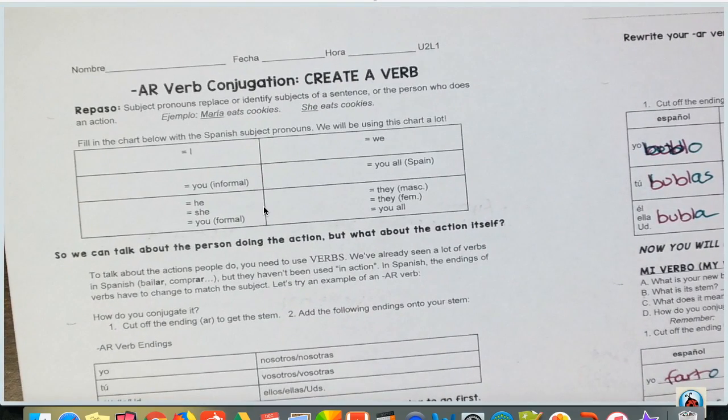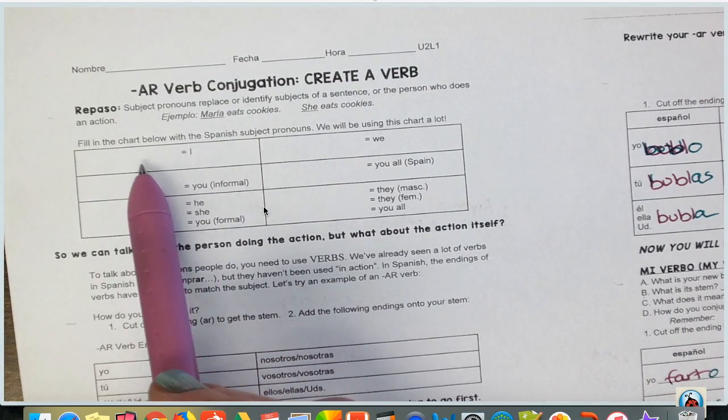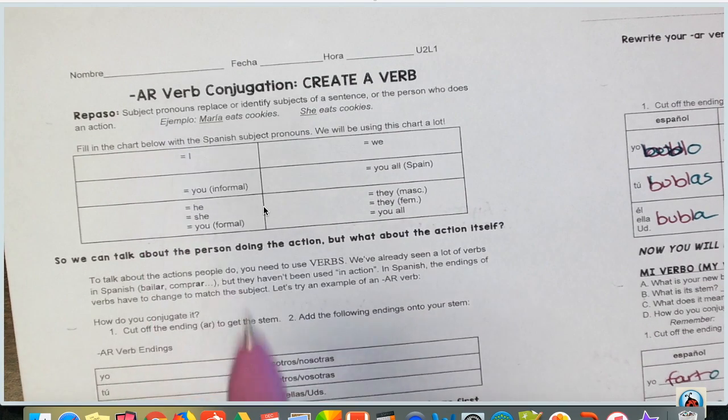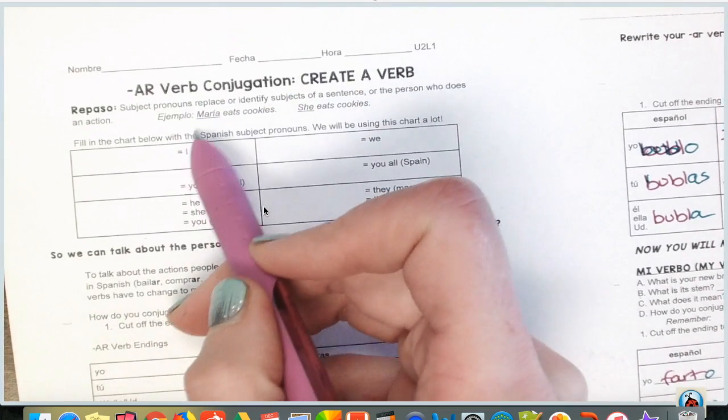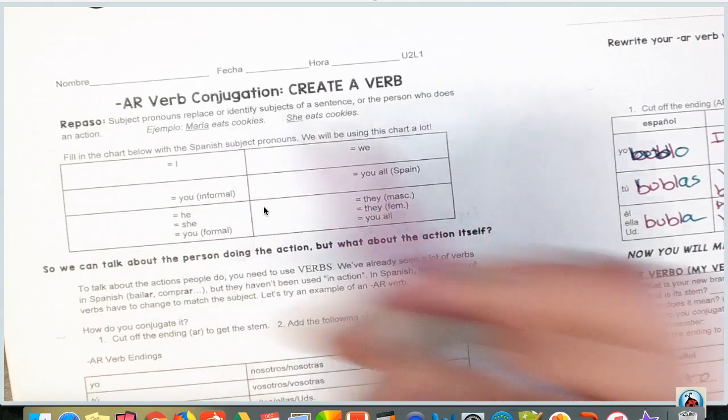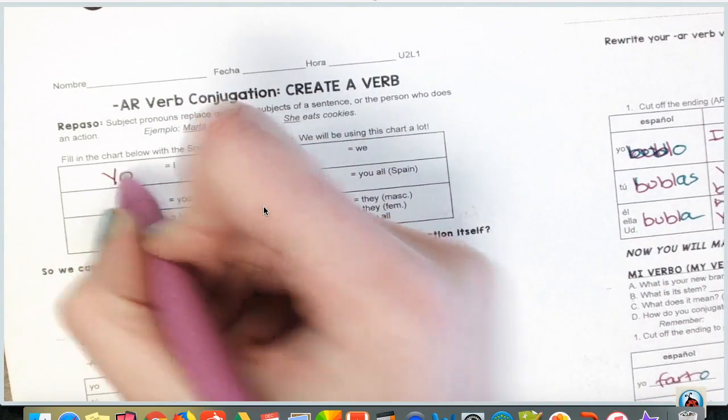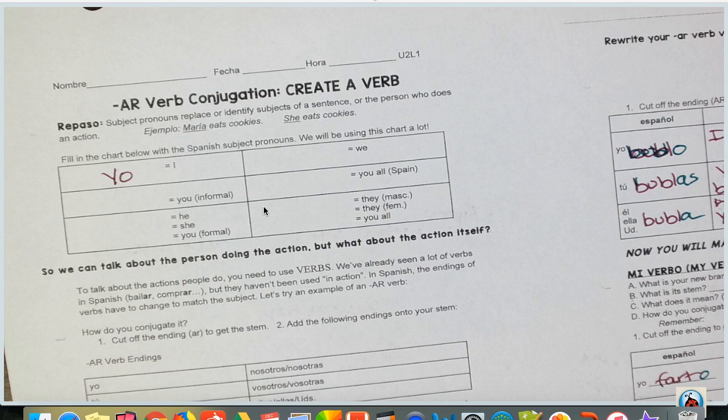So here's where we are at. I need you guys to start off by writing your pronouns. Remember, subject pronouns replace or identify subjects of a sentence or the person who does the action. Example, Maria eats cookies. We're going to replace Maria with she. So I'll start you guys off with yo. Go ahead and write them in.